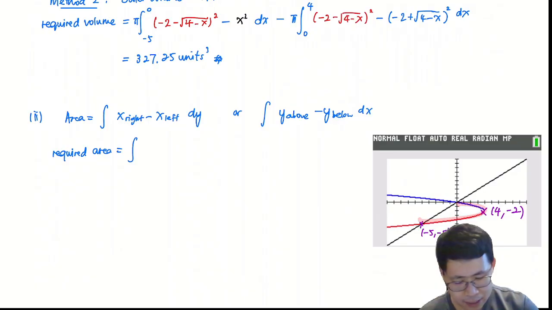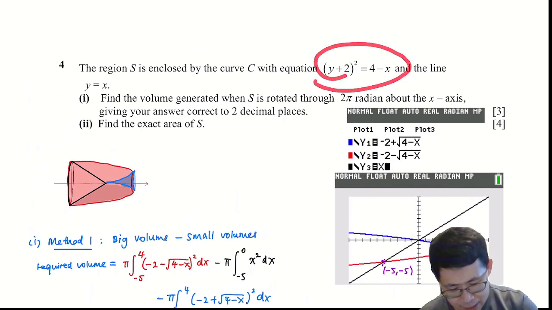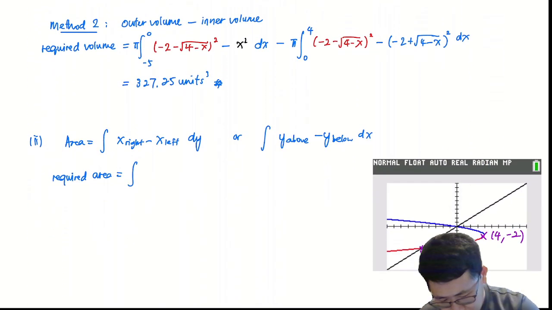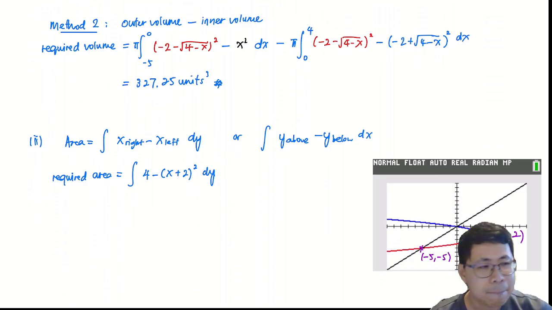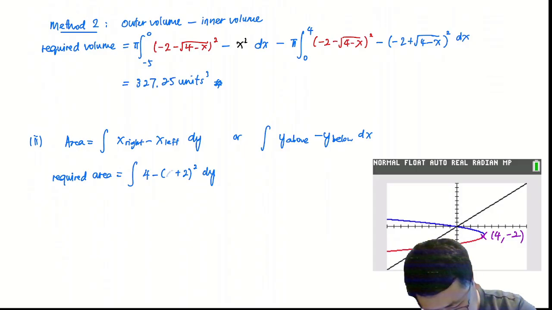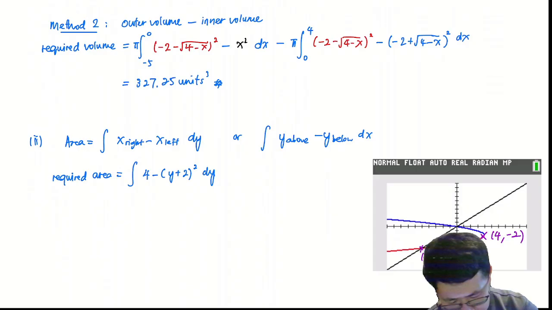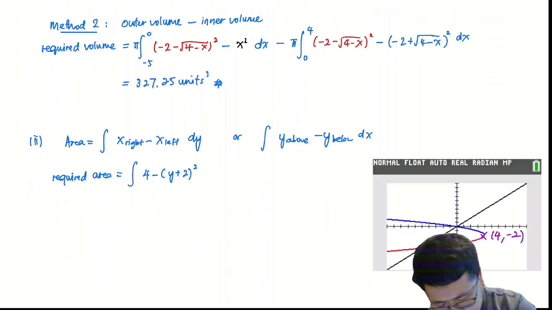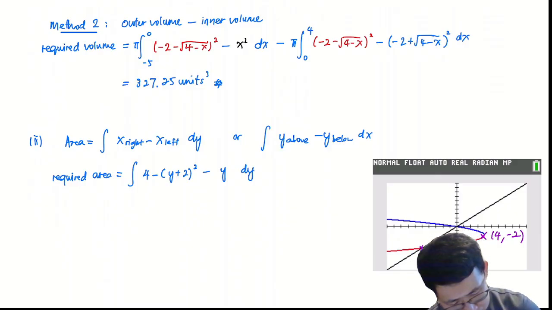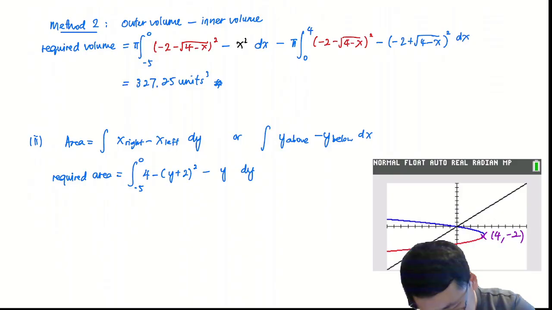So the curve on the right, making x the subject from here, will be 4 minus that one square. So it will be 4 minus (y plus 2) square dy. Sorry, this is y plus 2 square. So this one on the right minus the one on the left, so this one would be y dy. Then from where to where? Sorry, the limits are actually from -5 until 0. Follow the limits on the y. -5 until 0.